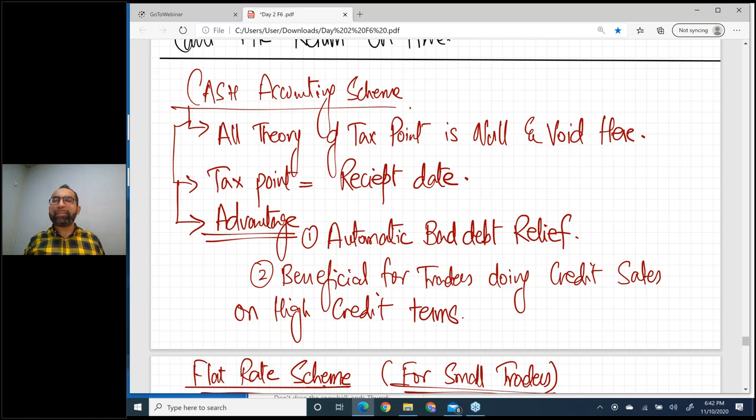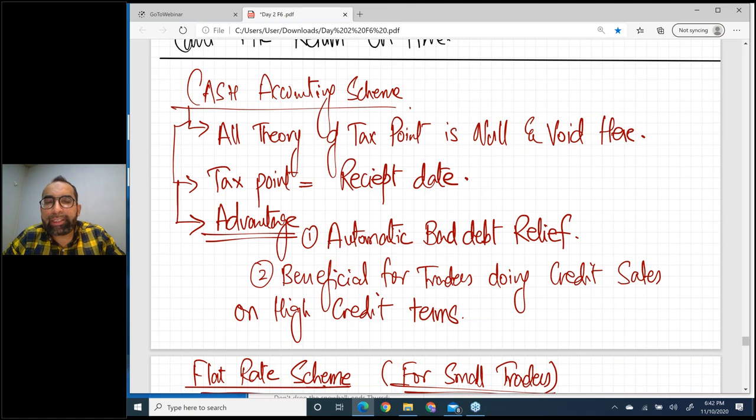If you apply cash accounting scheme, your tax point becomes your receipt date. That means if you receive cash from your customer, then pay to government. No need to pay on invoice basis. No need to pay VAT from your own pocket. No need to block your money.